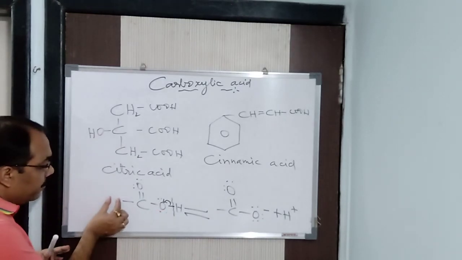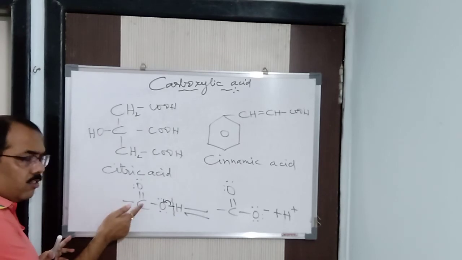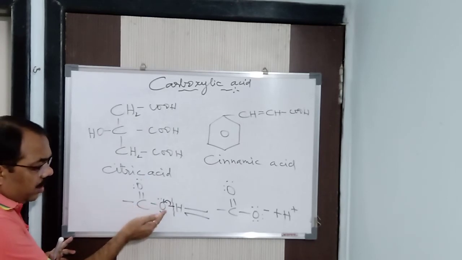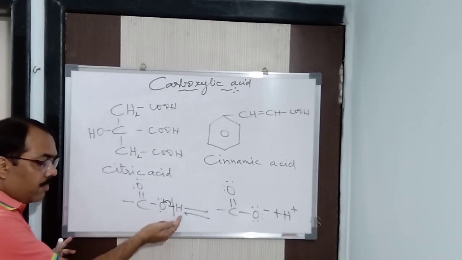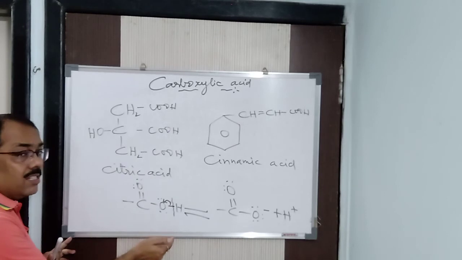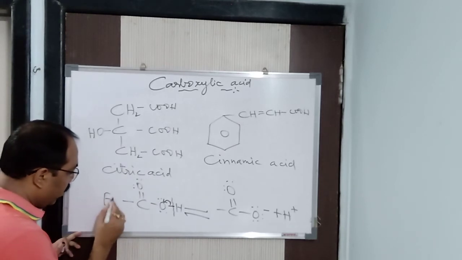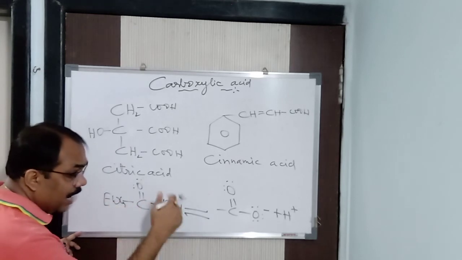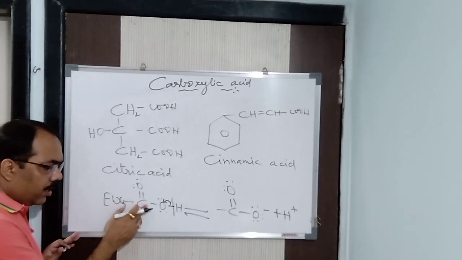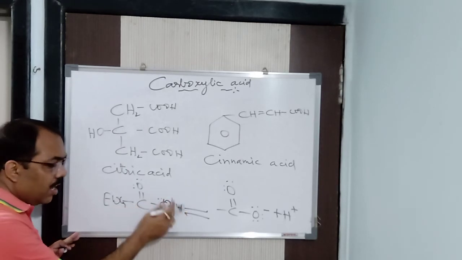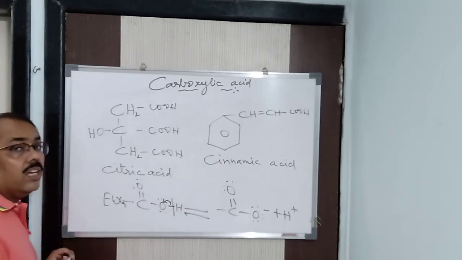Now if any group is there which is an electron withdrawing group, it will withdraw electrons from carbon, carbon will withdraw from oxygen, and oxygen will withdraw from hydrogen, and hence the cleavage takes place easily. Remember it. If an electron withdrawing group is present here, the acidic character is going to increase. Because the cleavage takes place easily, H plus ion is readily released.